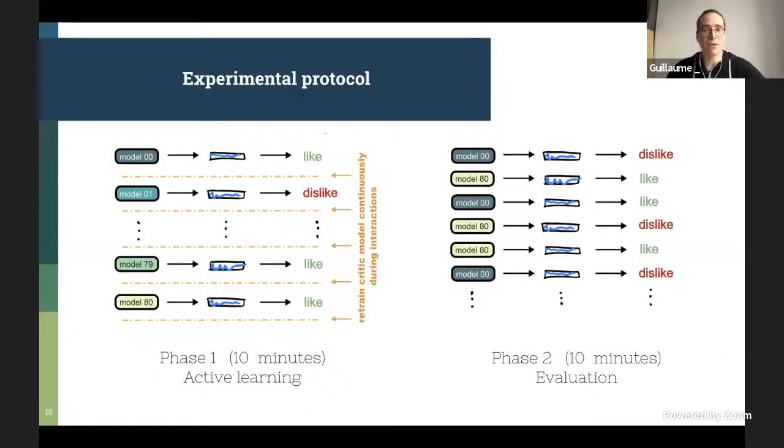So the experimental protocol has to be split into two phases, and I'll explain a bit why we need to do that. Phase number one is where the active learning aspect is taking place. We are going to ask questions to the user. Do you like this? Do you like that? And then after each response from the user, we're going to retrain our model. And then at the end, we think that we're going to have something better.